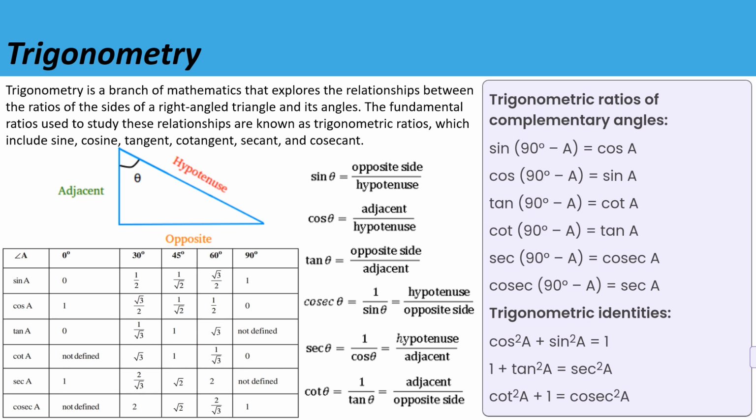So trigonometry is a relationship between the ratios of the sides of a right angle triangle and its angles. The fundamental ratios used to study these relationships are known as trigonometric ratios, which include sine, cosine, tangent, cotangent, secant and cosecant. Now this is a right angle triangle which has three sides: adjacent, hypotenuse and opposite.